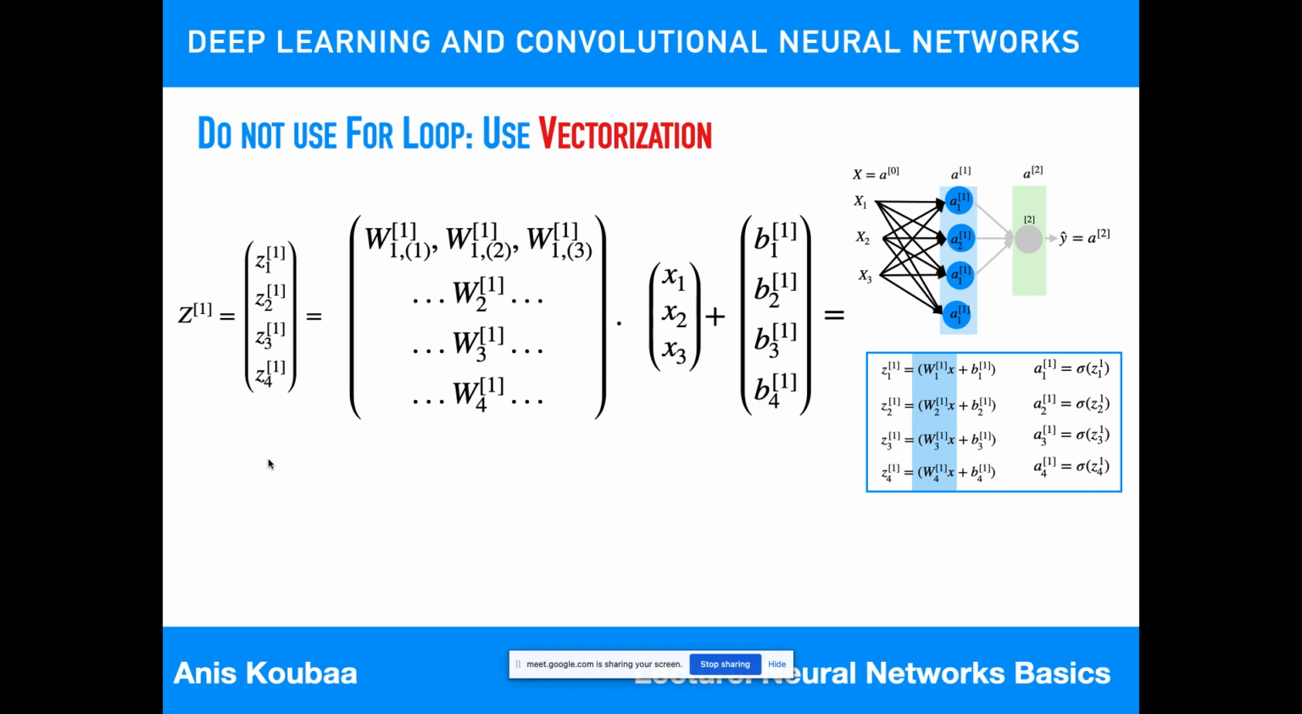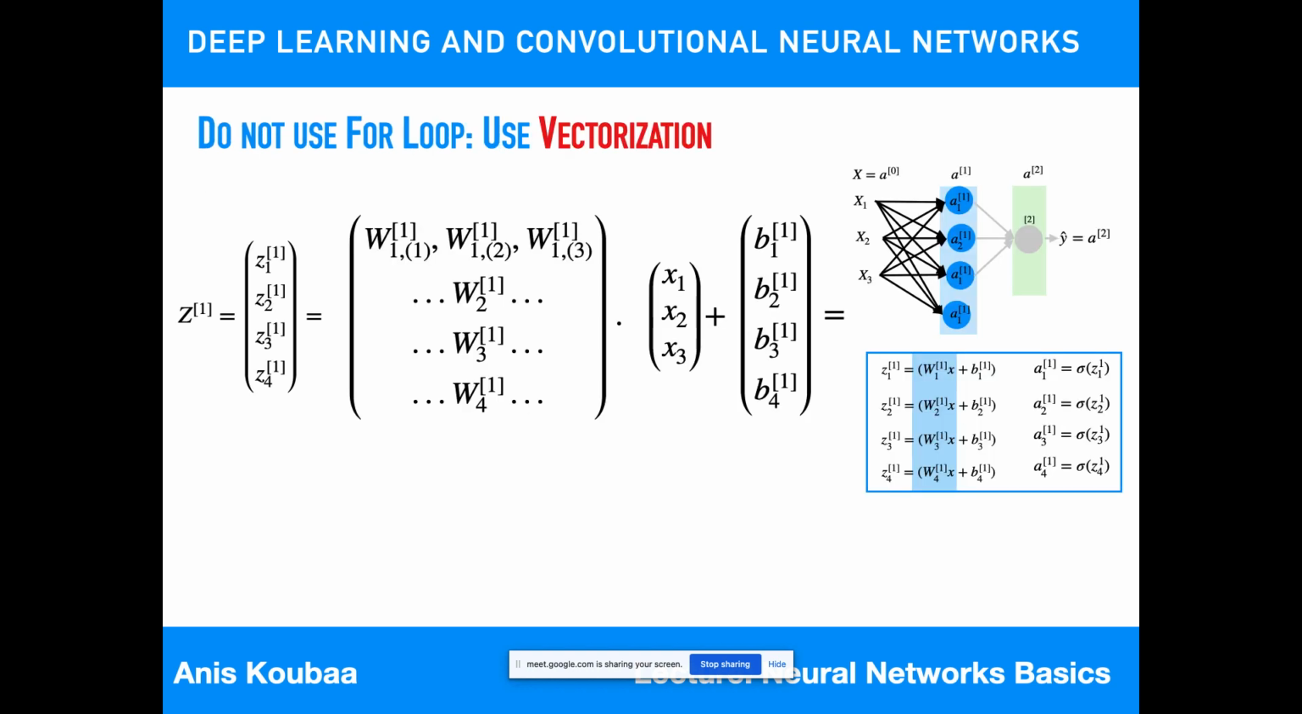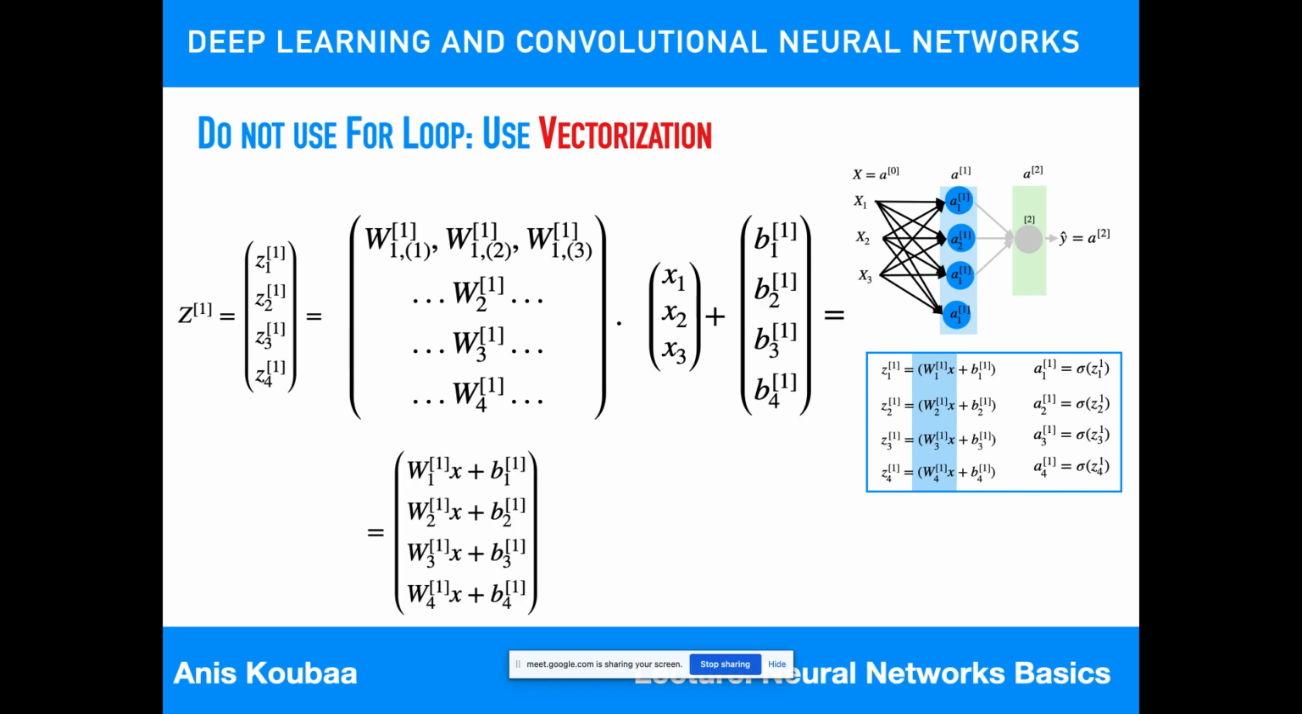So this expression here is equivalent to all these equations. Instead of writing them individually, we will write them down as a matrix representation. And now if we multiply this matrix by this vector here, we get W11x plus B11, W21x plus B21, and so on, to which we add the bias vector. Is it clear so far?